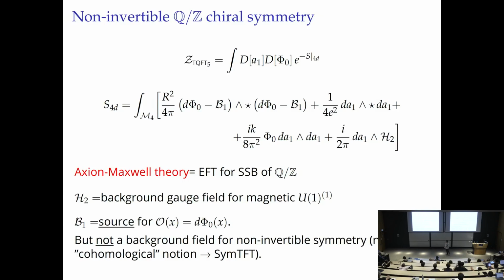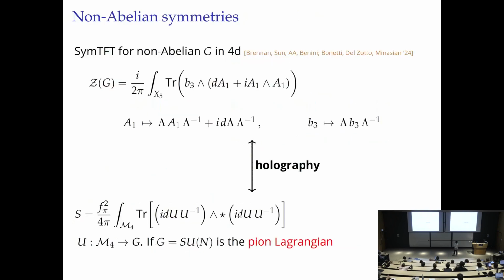Indeed, it's likely that there is no sensible cohomological notion of background field for non-invertible symmetry. We have a good homological notion in terms of insertion of defects, and a good cohomological notion in higher dimensions, say if you have some symmetry TFT attached or some holography attached. But purely from the boundary point of view, there is no sense in which this B1 can be thought of as a background field. So now I want to go to a couple of non-abelian examples, if there are no further questions.